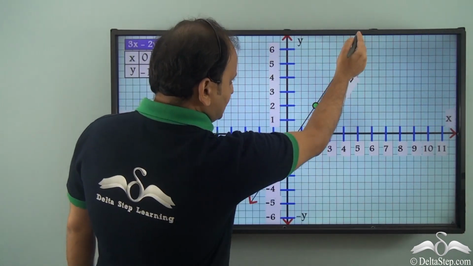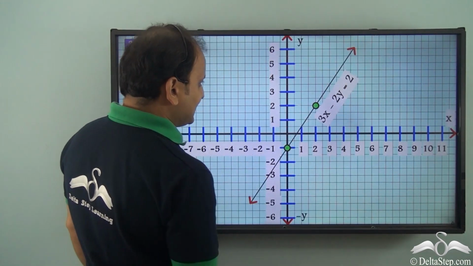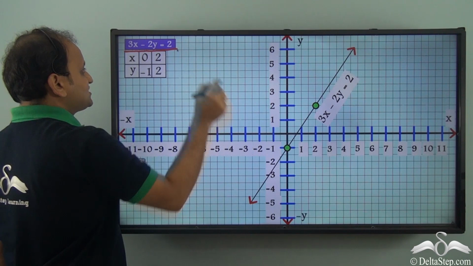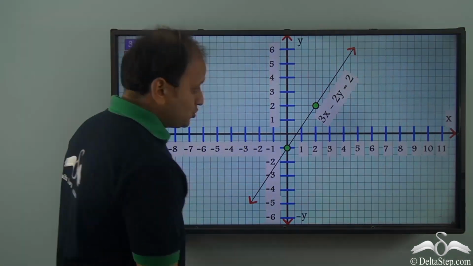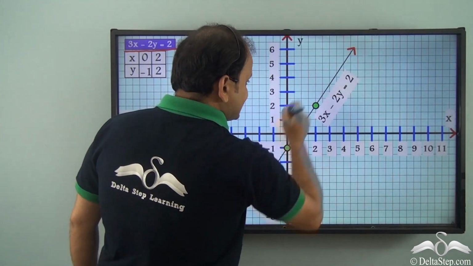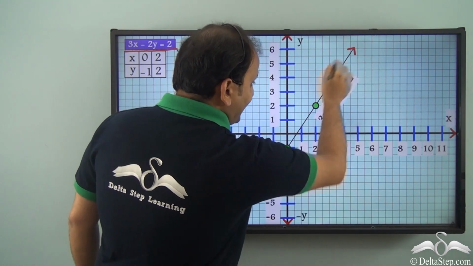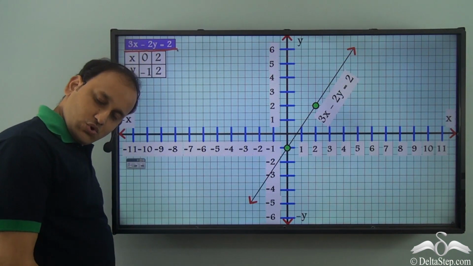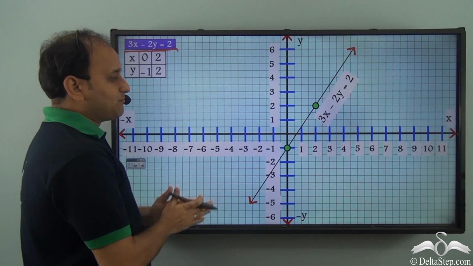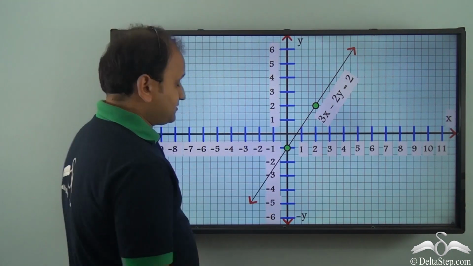So, this line here represents this particular equation 3x minus 2y equal to 2, and every point on this line will satisfy 3x minus 2y is equal to 2. So, this is how we plot a linear equation.